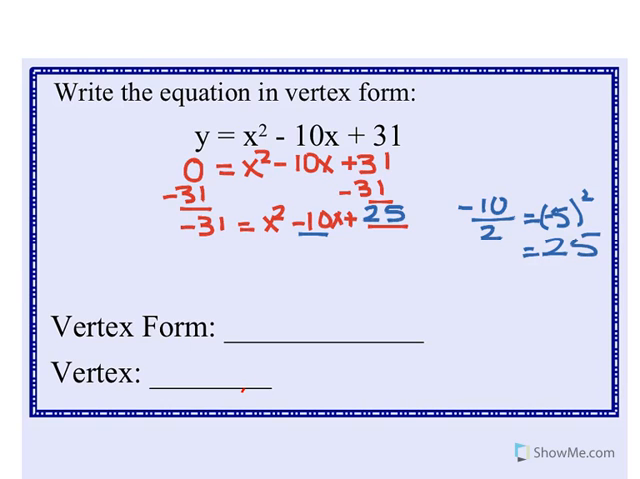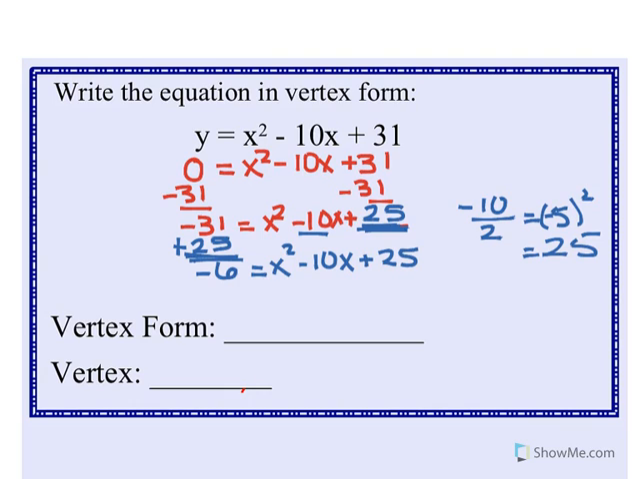Now remember, if you add 25 to one side, this is the step that students will forget. Whatever you do to one side, you must do to the other. So if you add 25 here, make sure you add 25 here. Negative 31 plus 25 is negative 6. So now we have negative 6 equals x squared minus 10x plus 25.